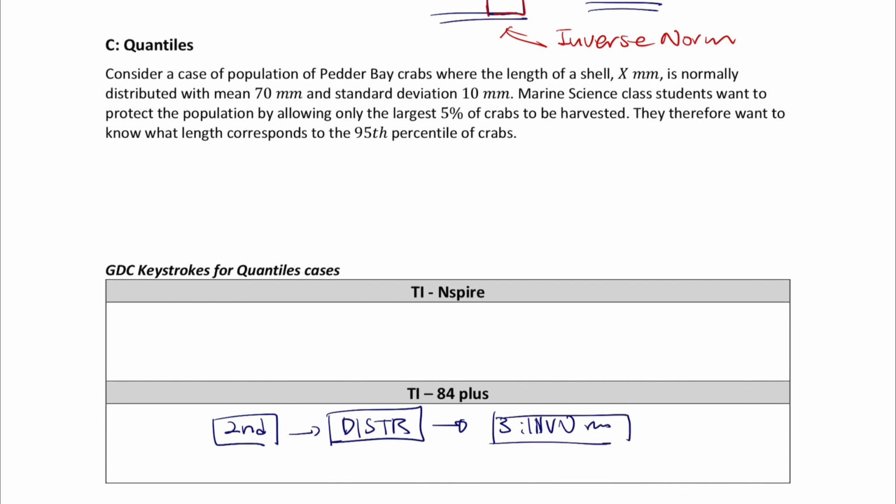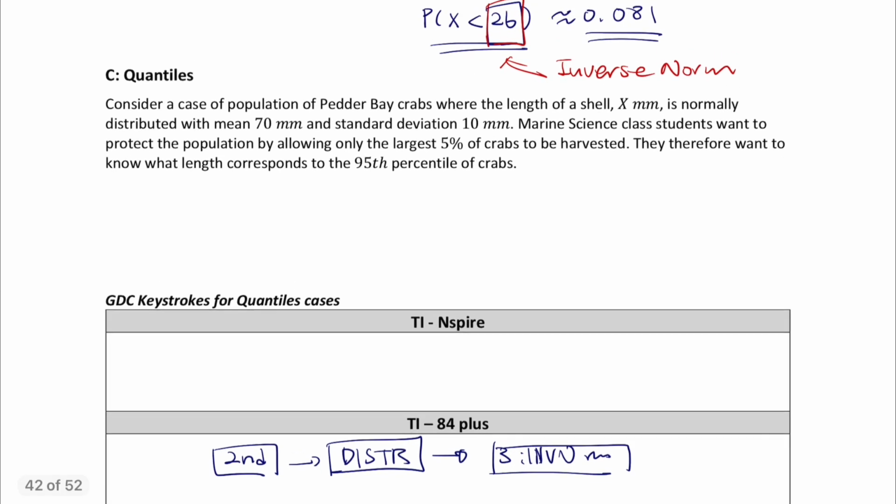Okay, so if you look at this case, we have to consider a population of the petal-backed crabs where the length of the shell, x millimeter, is normally distributed with a mean of 70 millimeter and standard deviation of 10 millimeter. So mean is equal to 70, standard deviation is 10.